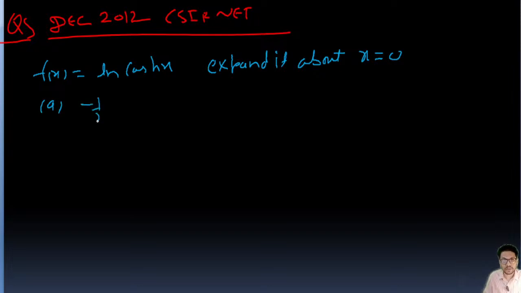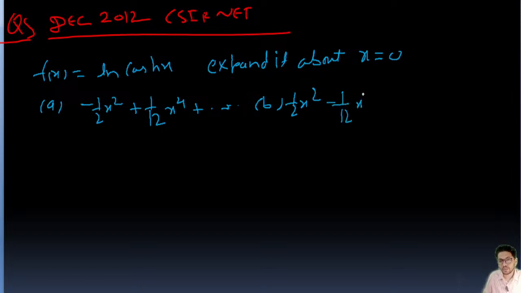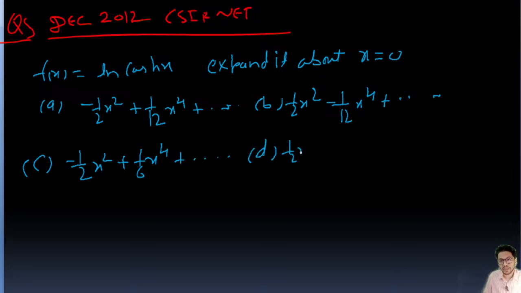Option A is minus 1 by 2 x square plus 1 by 12 x to the power 4 plus so on. Option B is 1 by 2 x square minus 1 by 12 x to the power 4 plus so on. Option C is minus 1 by 2 x square plus 1 by 6 x to the power 4 plus so on, and option D is 1 by 2 x square plus 1 by 6 x to the power 4 plus so on.